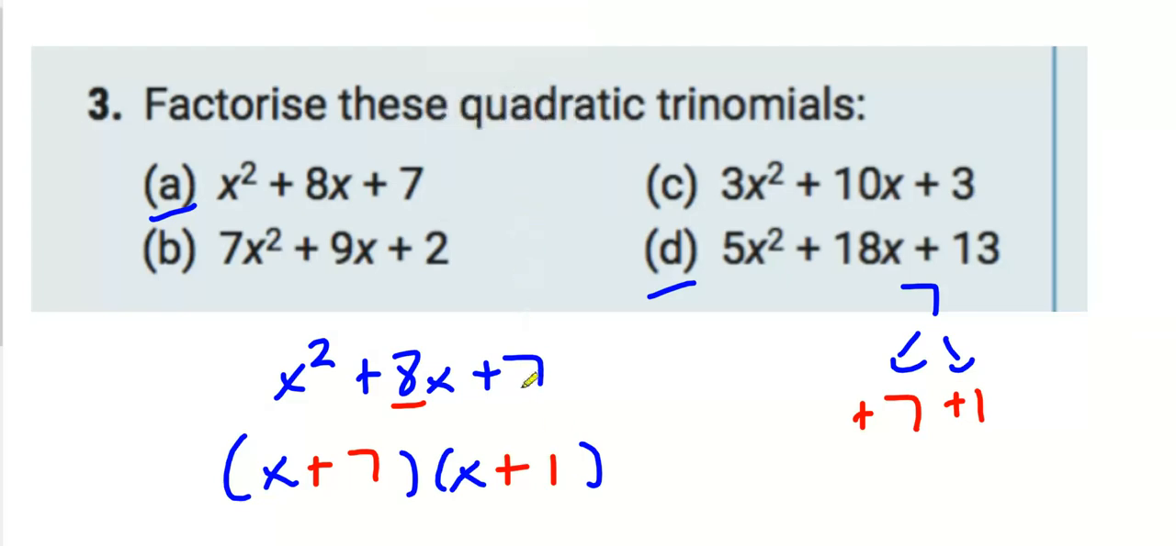So see the 7 here? Multiplies to give you 7. And you see the plus 8 here? Adds to give you 8. So I chose 7 and 1. 7 and 1 was actually the only choice. There is no other choice, unfortunately. It's the same choice.